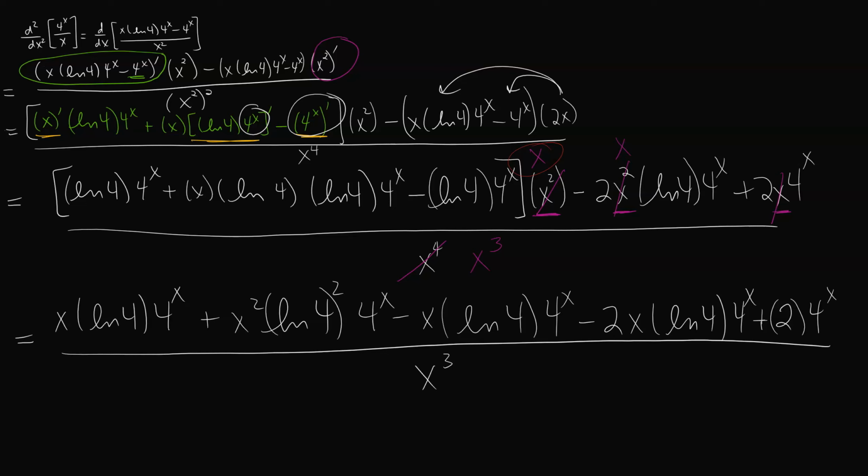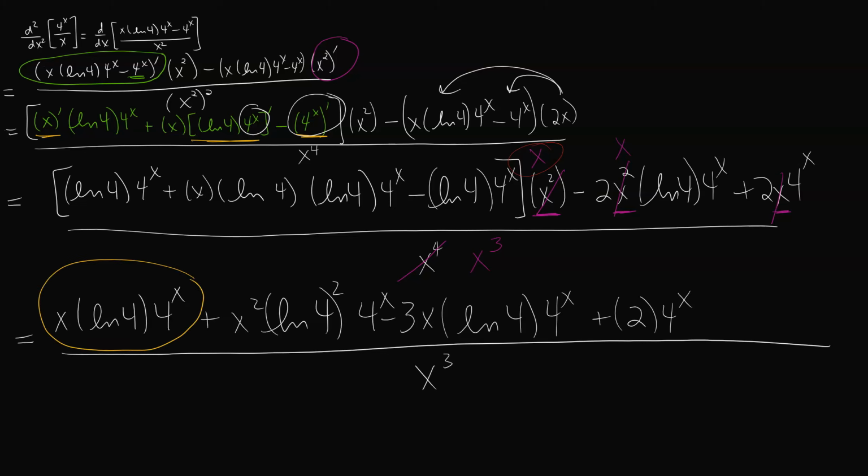However, we quite unexpectedly do have like terms. Do you see that these two terms are like terms? So we have negative x and then negative 2x, both times the natural log of 4 times 4 to the x, so we have negative 3 of them. And then over here, we've got another positive one. So we have negative 2 of them. And that's a pretty useful simplification, right? It's important to do those big, obvious simplifications.